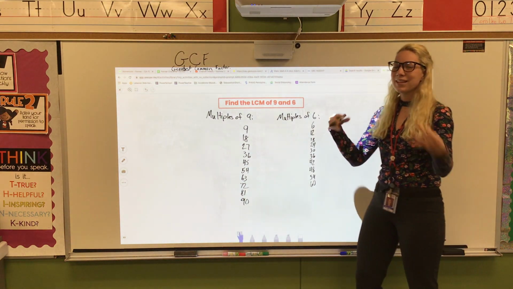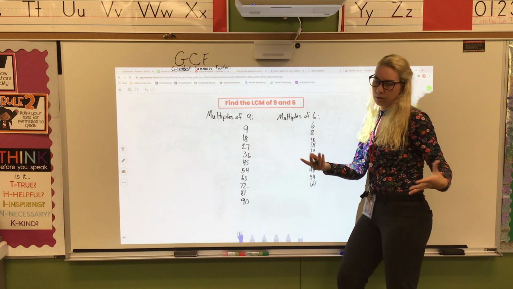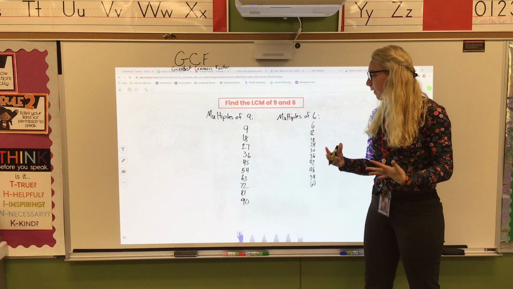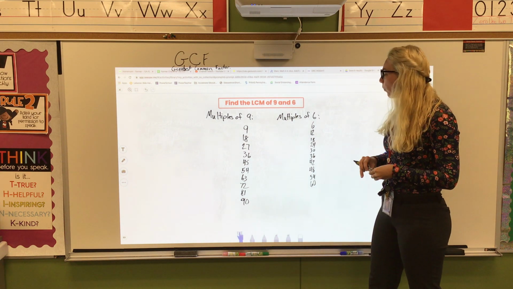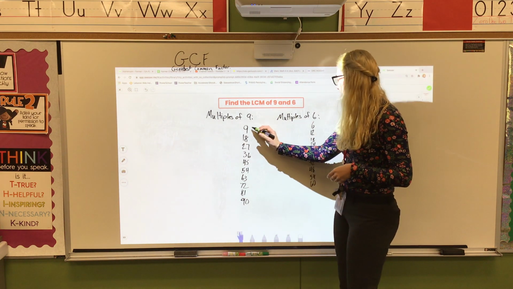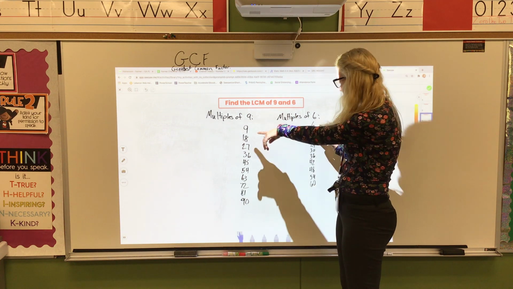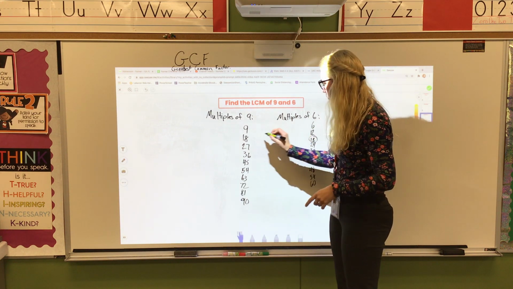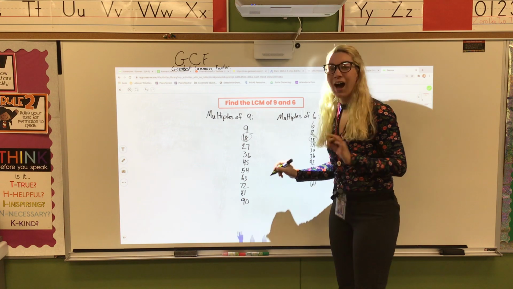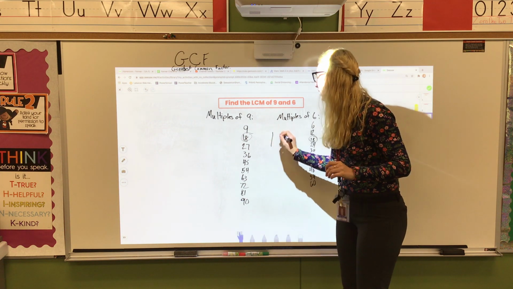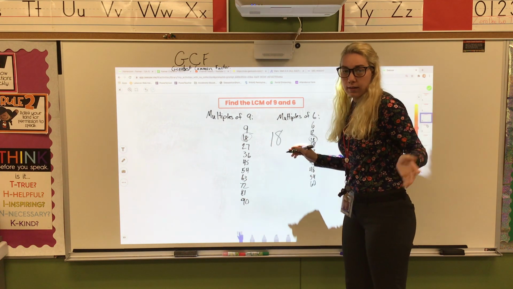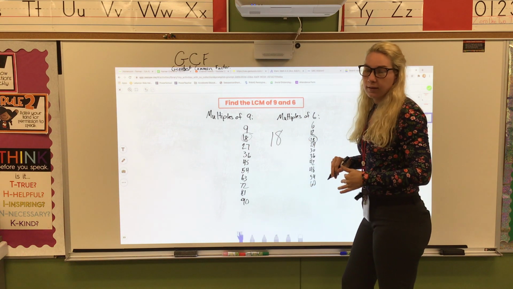Now we're going to find the least common multiple, the multiple that they have the same of. So if we're going through this list, I go, okay, 9, nope, 12, nope, 18. Ooh, they both have an 18. I already found the least common multiple. It's 18. You find the first one that they have in common.